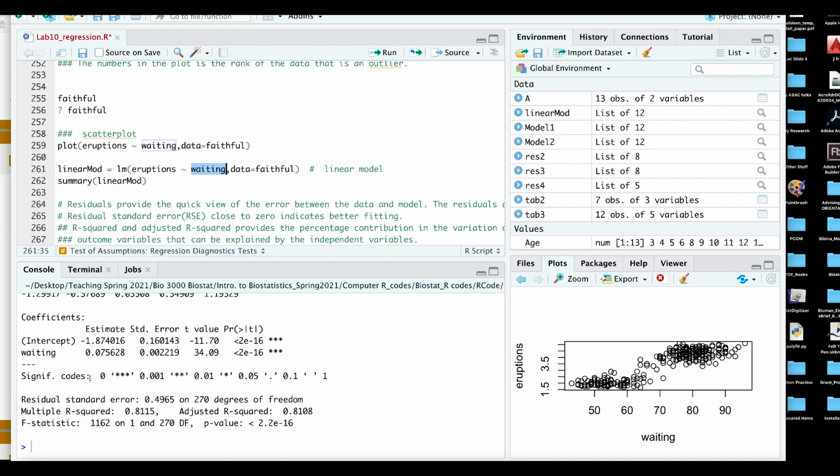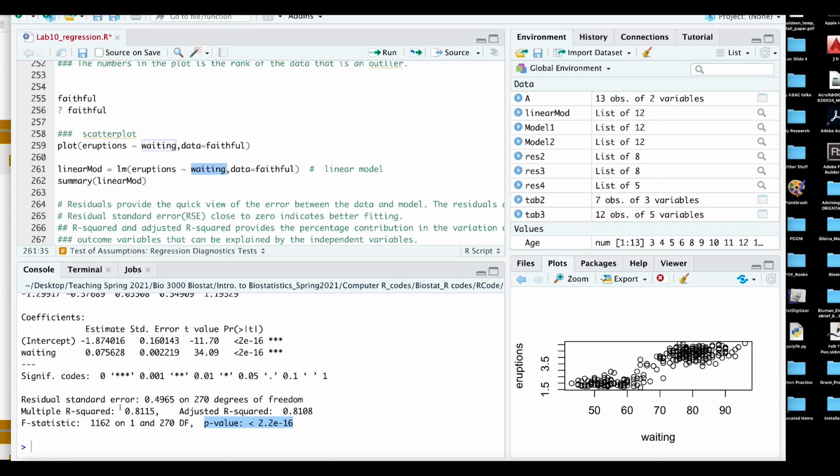So when I do that, what did you get here? The intercept, and the equation of the line is y equals negative 1.87 plus 0.075 times x. What is the p-value? You see that the p-value is less than alpha. So that means beta is significantly different from 0, because H0 is beta equals 0 and H1 is beta not equal to 0. Since the p-value is less than alpha, beta is not equal to 0.